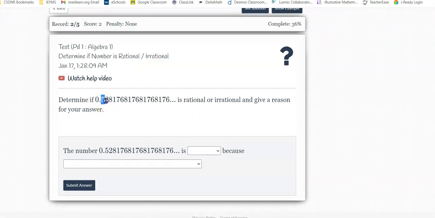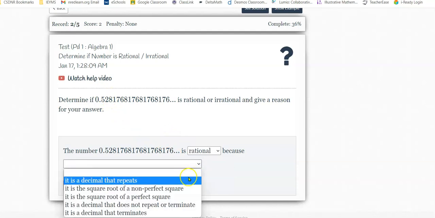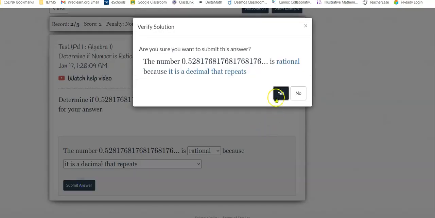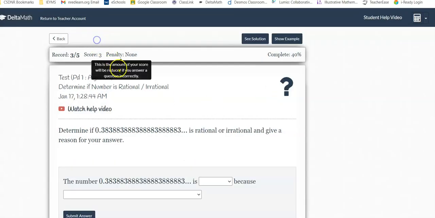Let's see. 528,176. 817681. Oh, okay, so I do see a pattern here. 8176, 8176, 8176. So there is a pattern. It's the same every time after the 2. So it is rational because it is a decimal that repeats. Same repeat every time.